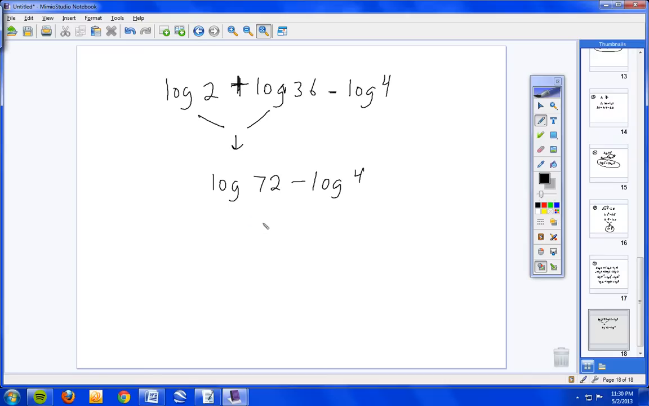And now these two logarithms are being subtracted, so whenever two logarithms are being subtracted, you can put them together as long as you divide their arguments. So 72 divided by 4, and 72 divided by 4 is 18. There we go. And you can simplify it all the way down to that.